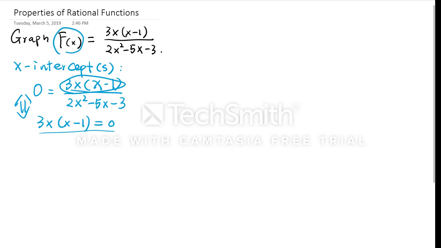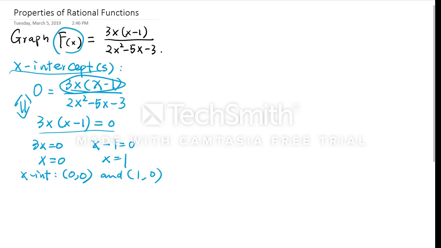Alright, to solve this equation, we will have either 3x is equal to 0 or x minus 1 is equal to 0. So to solve the first equation, x is 0. Second equation, x is equal to 1. So here we're looking for the x-intercept. We have two x-intercepts. One is (0, 0). The other one is (1, 0). So two x-intercepts, that's the x-intercept.